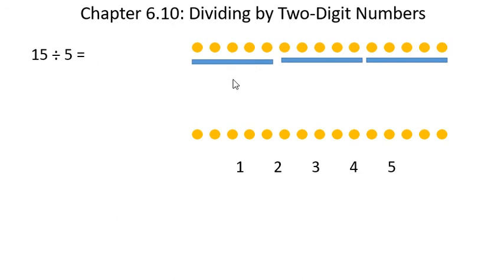So that's one way of looking at it. I have three groups. So the answer is 3. Why is it 3? Because I took my 15, I made groups of this size, and I have three groups. But that's only one way of looking at it.